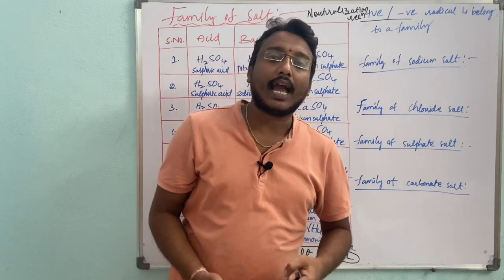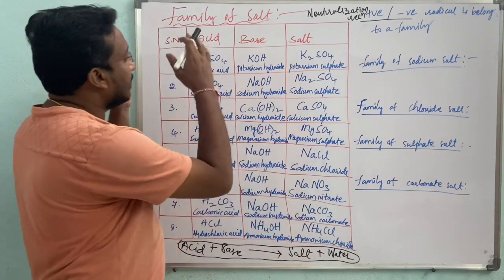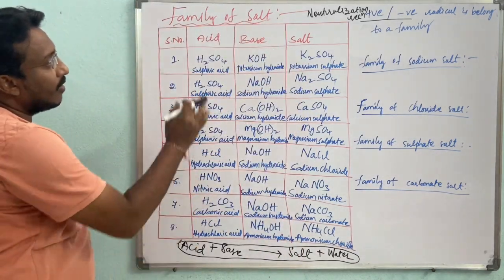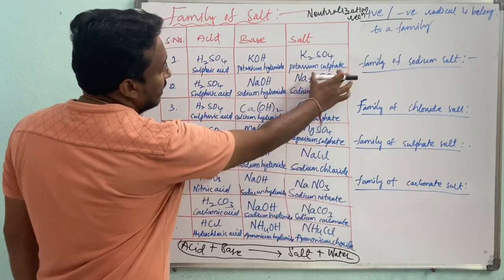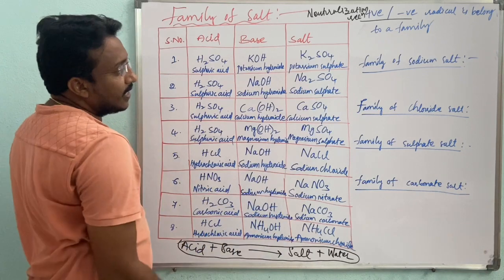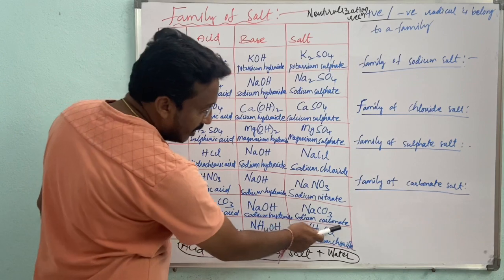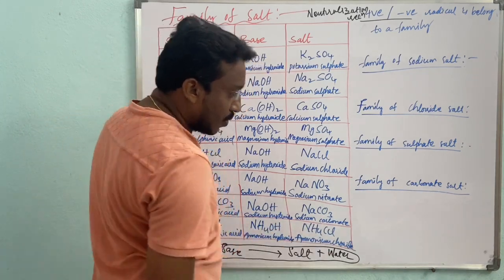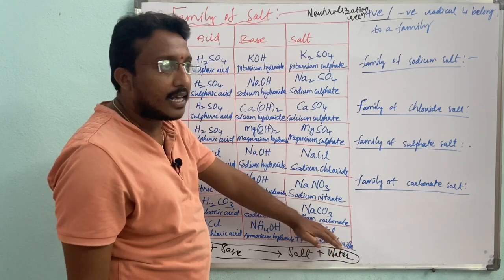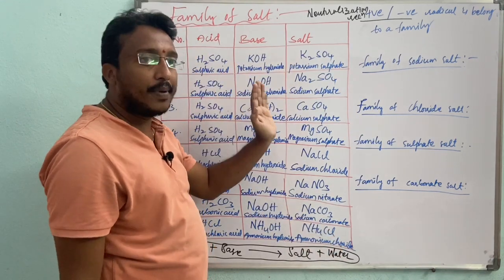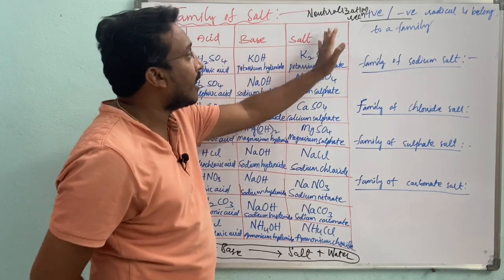In our textbook some salts are given. Here is the table, the observation. Once observe it. These are the salts given in our textbook: potassium sulfate, sodium sulfate, calcium sulfate, magnesium sulfate, sodium chloride, sodium nitrate, sodium carbonate and ammonium chloride. In the textbook we have to find out which acid and which base form the given salts.